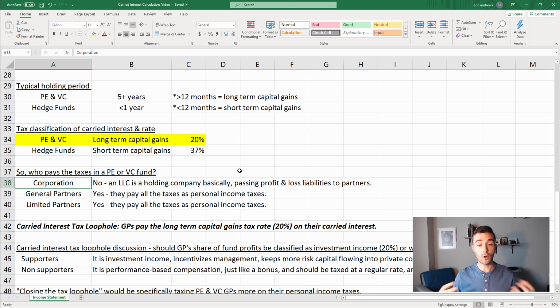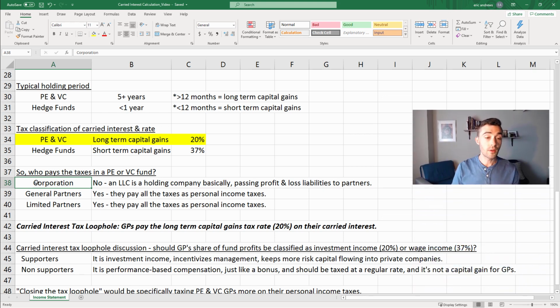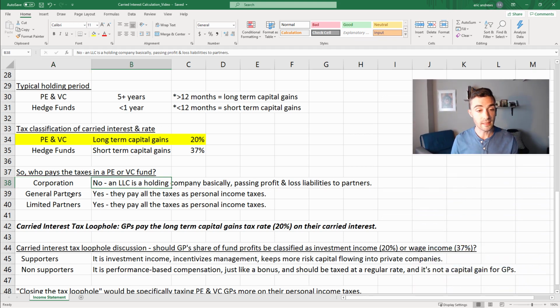It's basically just like a holding company where people just own shares in this shell company, and then the profits and losses are passed to the owners of the company, and the owners have to pay the taxes themselves. So the fund itself doesn't pay the taxes. It's the individual general partners, they pay the taxes as their personal income taxes, and the limited partners, they also pay the taxes as their personal income taxes.